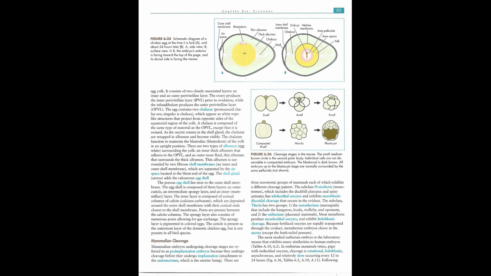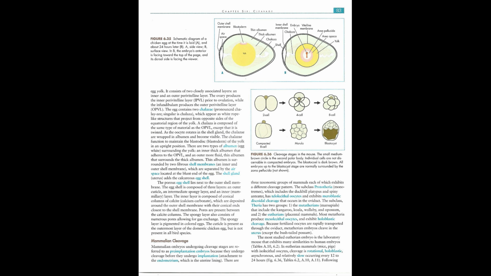There are two types of albumin (egg white) surrounding the yolk: an inner thick albumin that adheres to the OPVL, and an outer, more fluid, thin albumin that surrounds the thick albumin. Thin albumin is surrounded by two fibrous shell membranes, an inner and outer shell membrane, which are separated by the air space located at the blunt end of the egg.